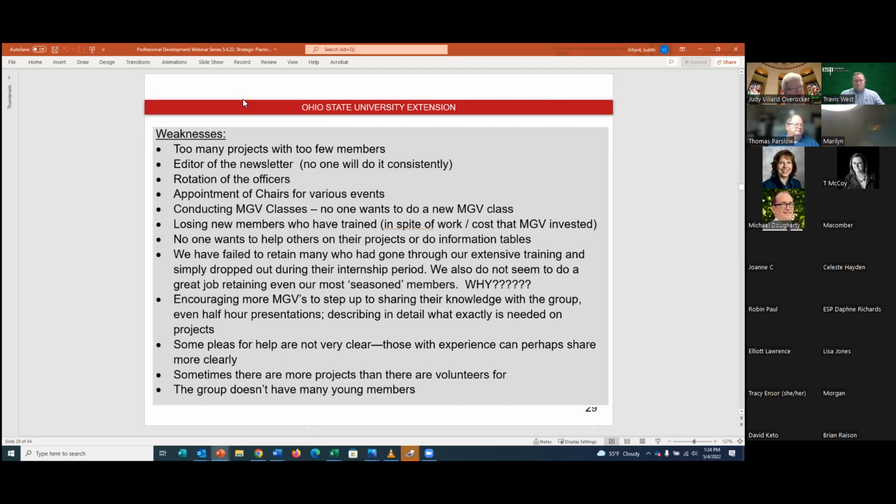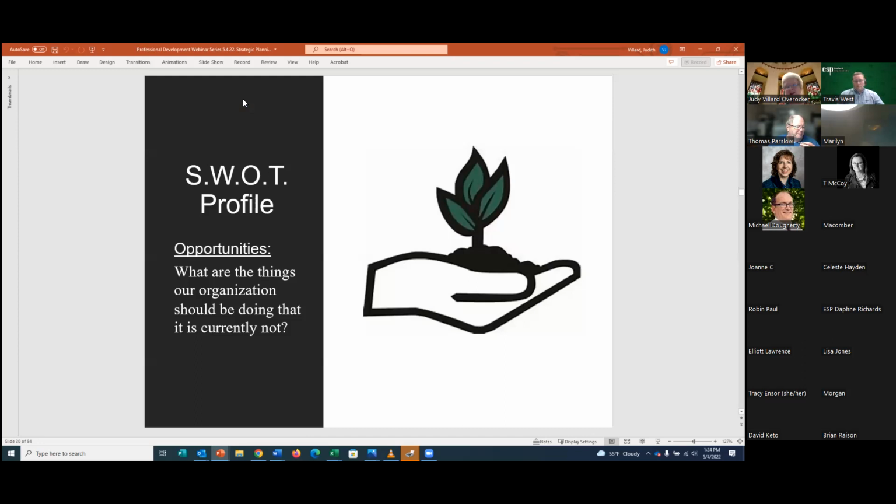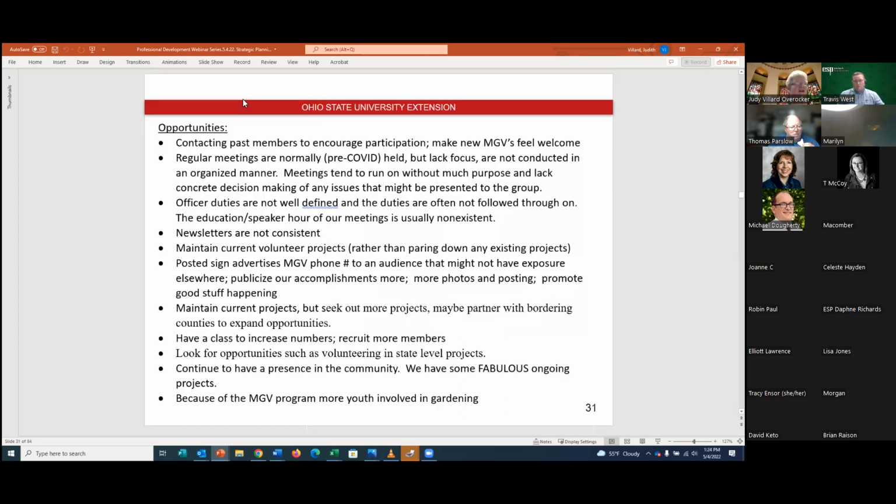We're not retaining people. We're not encouraging our current base of people to step up and be teachers among the group. We're not getting enough people to help with projects. We don't have enough younger members. And I didn't list all the weaknesses, but this is a portion of them. And so then we get into the opportunities, the things the organization should be doing that they're not doing right now. Wow, look here. We should be contacting past members, making them feel welcome.